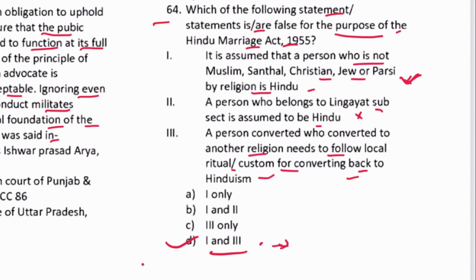So where is this mentioned? It is mentioned in Section 2 of the Hindu Marriage Act. Not exactly mentioned, but statement 1 is mentioned, statement 2 is mentioned. In reverse, Lingayat is mentioned, but subsect is not mentioned. So this is wrong.